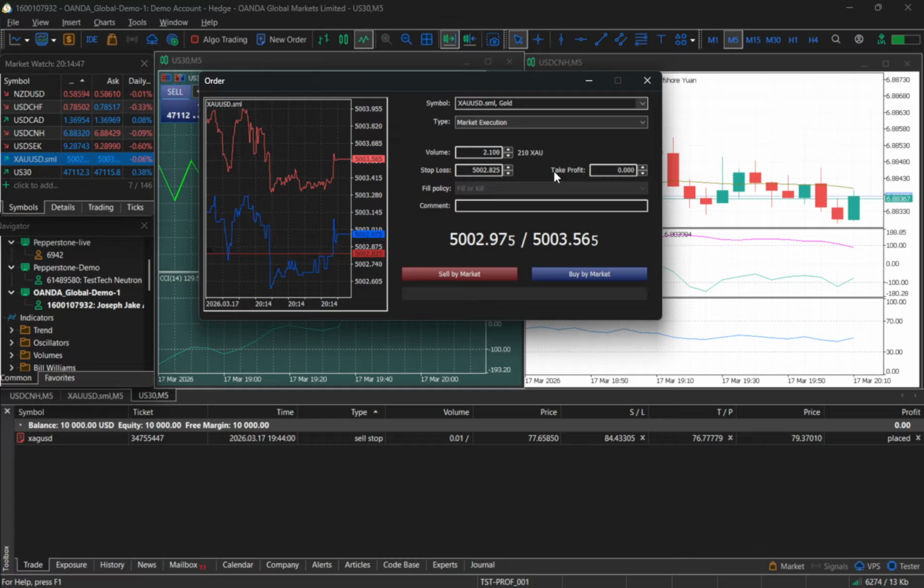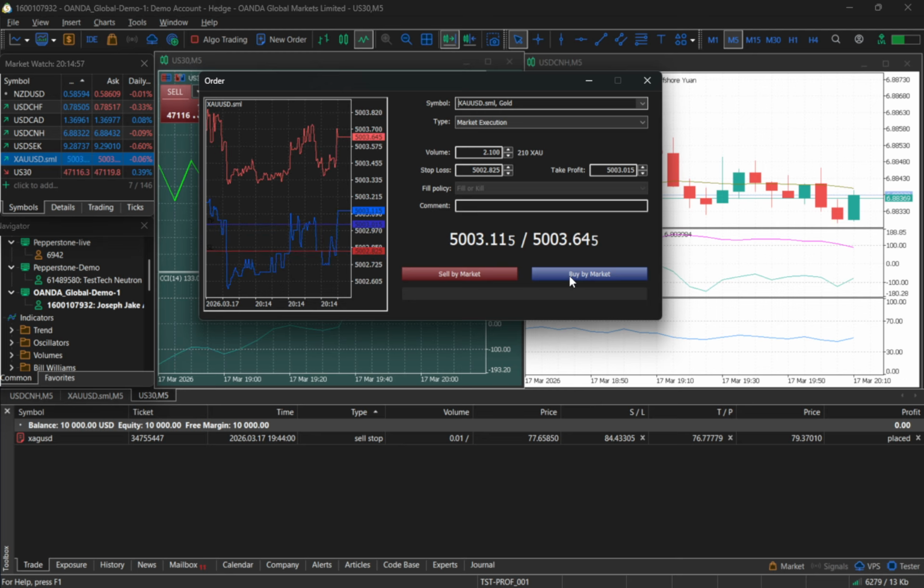Placing it beyond a logical technical level, below support for buys or above resistance for sells, can help. A take profit is optional. You can set a target in advance or manage the trade manually as price moves. Finally, click Place Trade to submit the order.